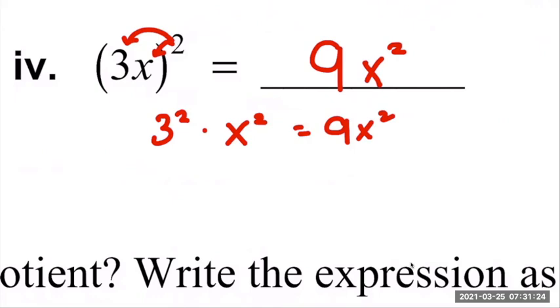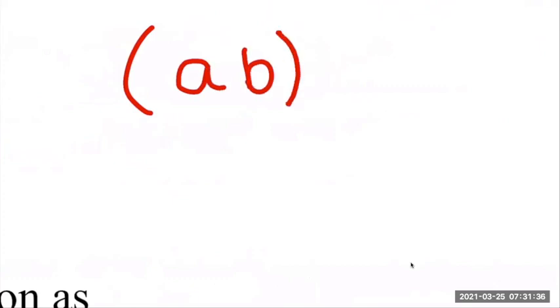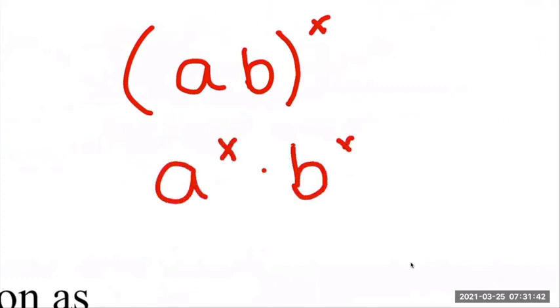So there you have it. You should have gotten 9x squared, distributing the 2 to everything on the inside, and that's how we get our answer. So our general rule: we have a times b taken to the power of x. It's the same thing as a to the x times b to the x.